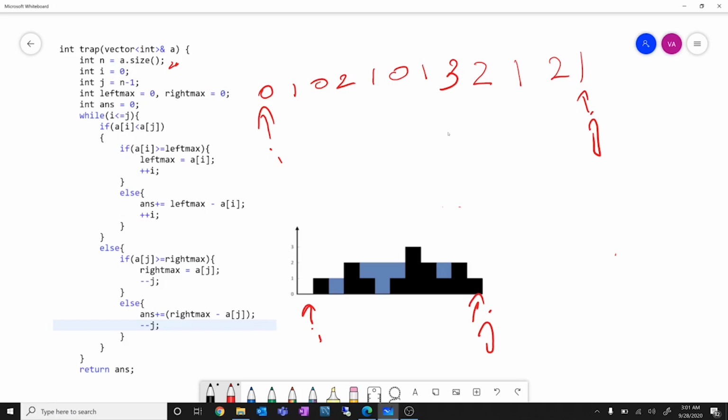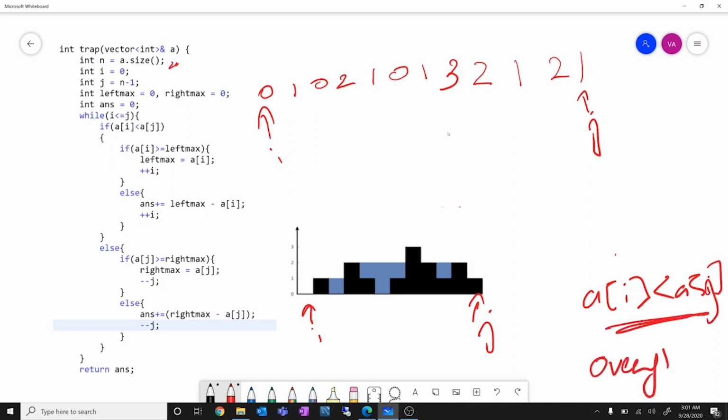And now we'll see while i is less than or equal to j. When j crosses i, that means I've covered all the buildings, so I'll break the loop. Now first I'll check whether a of i is less than a of j. As discussed in the approach part also, this is to check for the overflow thing. You'll understand it better when we try it. So in the first case, is a of i less than a of j? Yes, it is, since a of j is 1 and a of i is 0. So this condition is true.